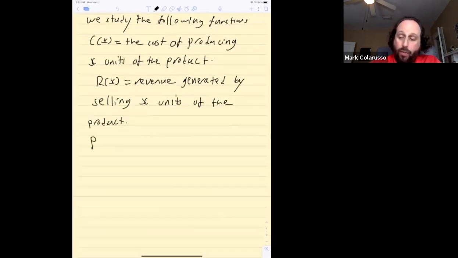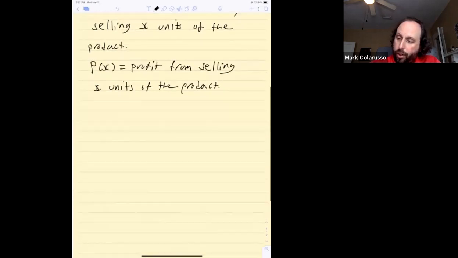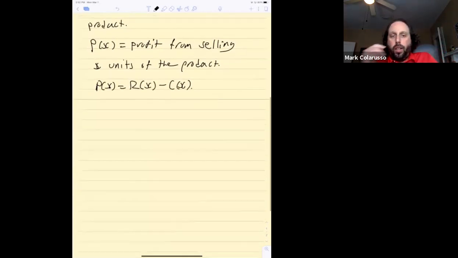And P of X is the profit function, right? So this is profit from selling X units of the product. And the profit function is, of course, the revenue function minus the cost function.